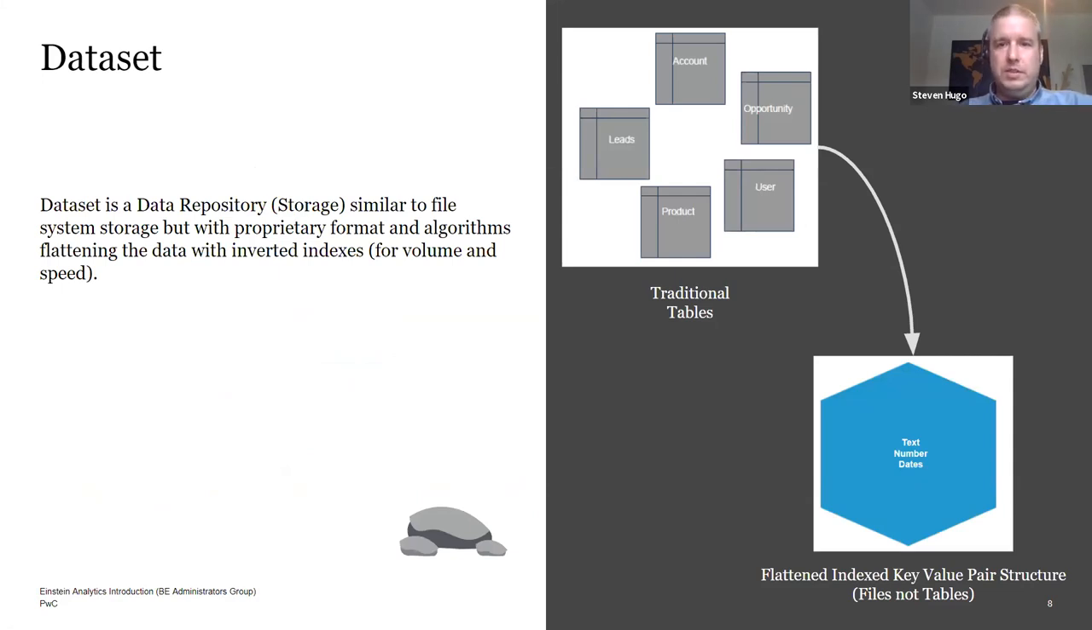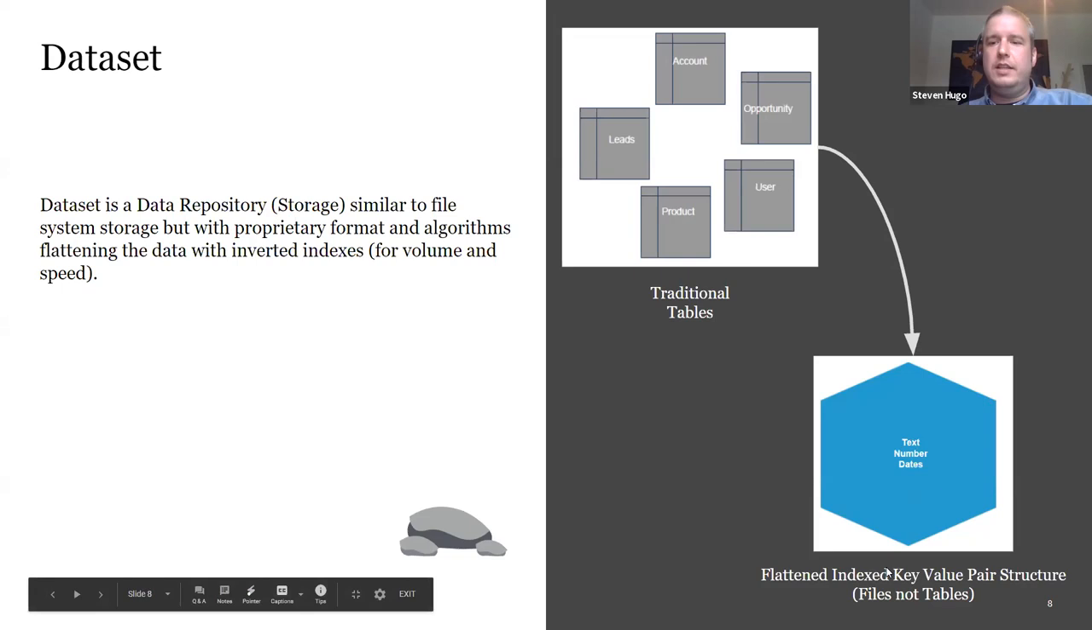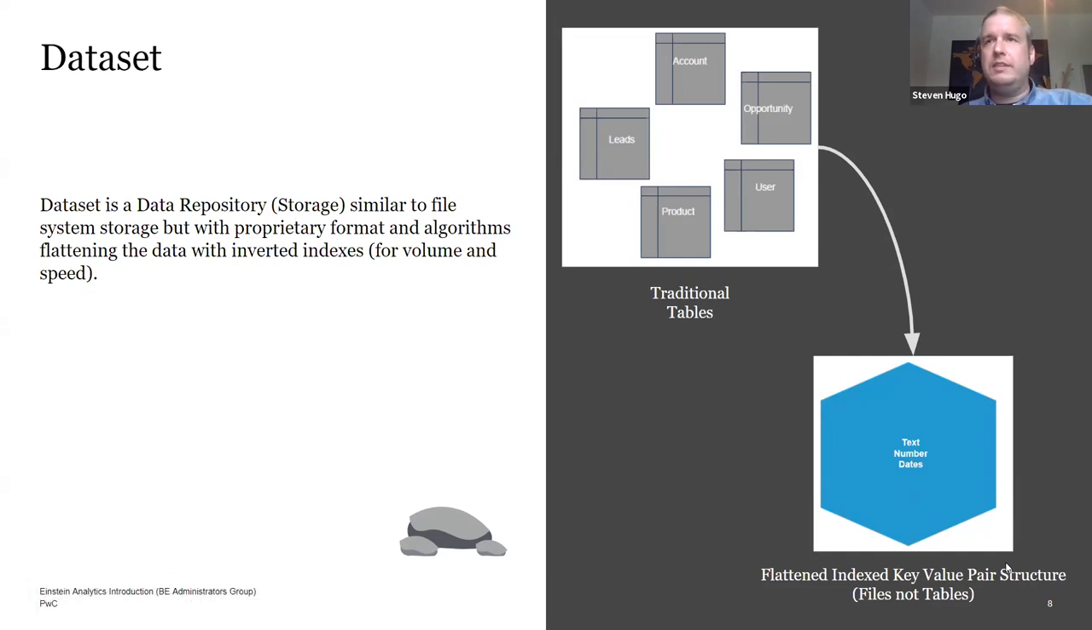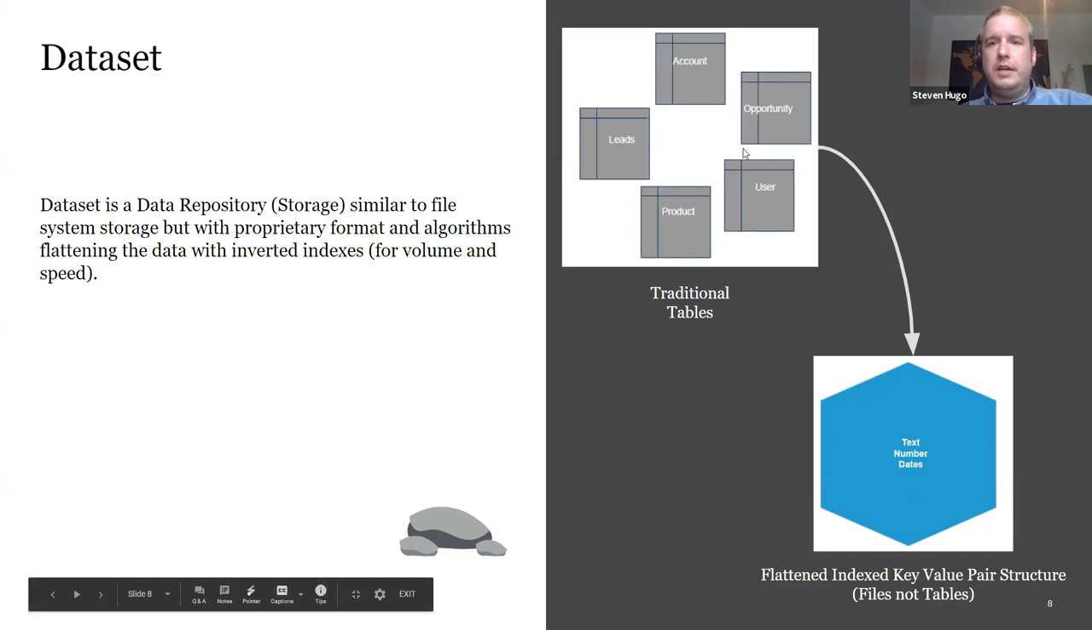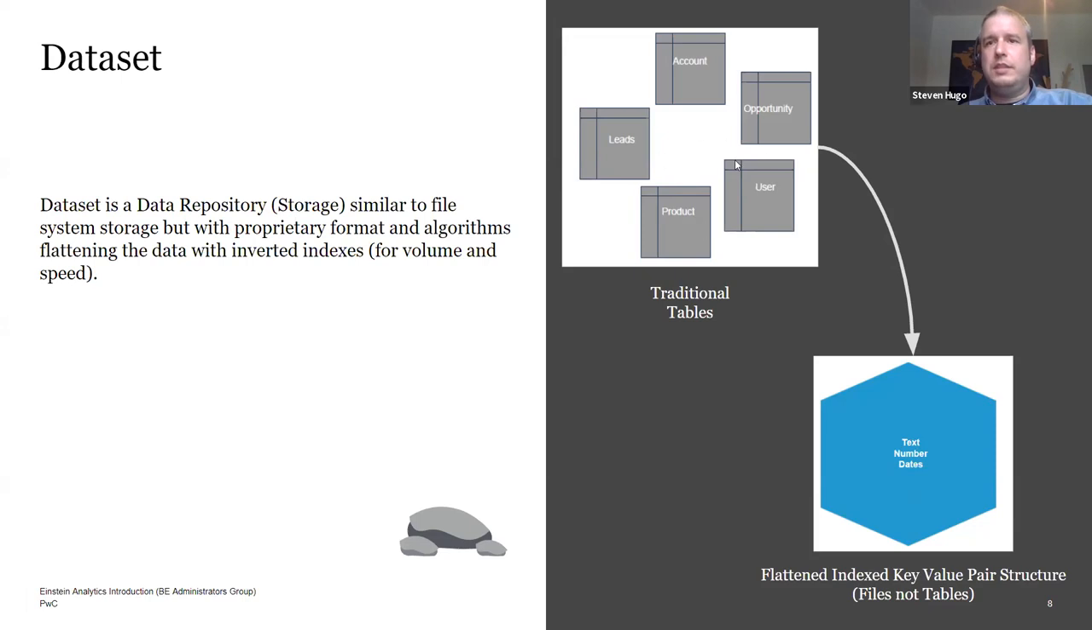That's important. You can see here in the image, you have a data set, the blue one, with text, number, and dates. That's the three data types. But what this data set actually is, is a flattened index of a key value pair structure. So it's a file. The data sets are files, it's not tables, well, the traditional tables you all know, of course. So what we're doing is we're converting the tables into a flattened index key value pair. So remember that, that's a data set. And of course, this is for performance.